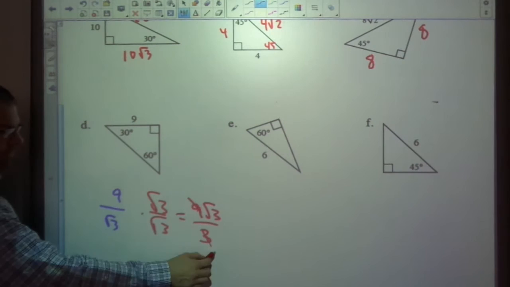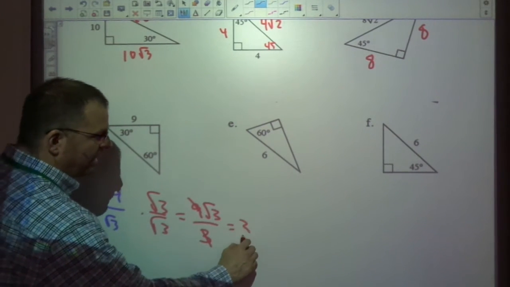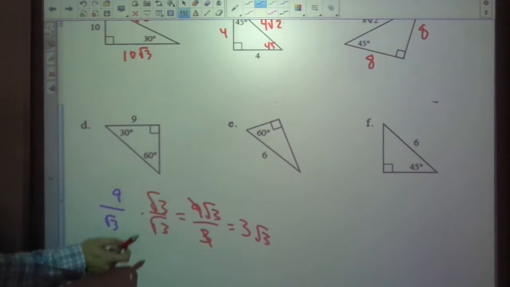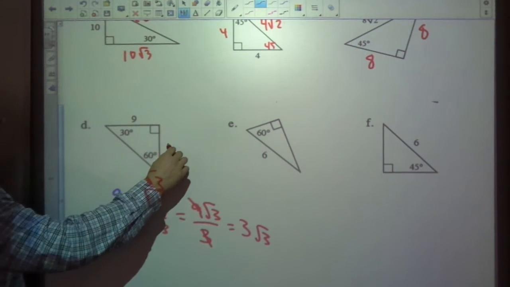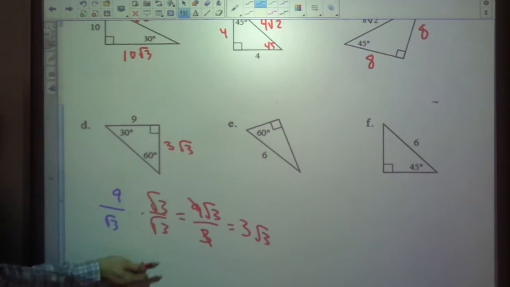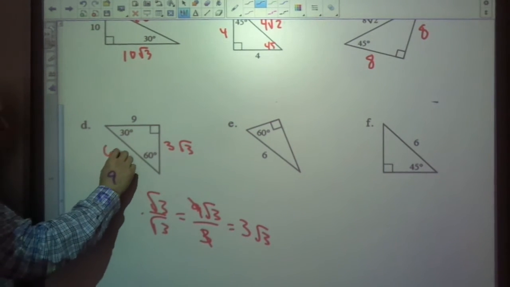And here we can cancel the plain numbers. Dividing, that makes 3 square roots of 3. So this is the big leg. The small leg is 3 square roots of 3. And the hypotenuse is going to be double the small leg. So if we double this, that's 6 square roots of 3.